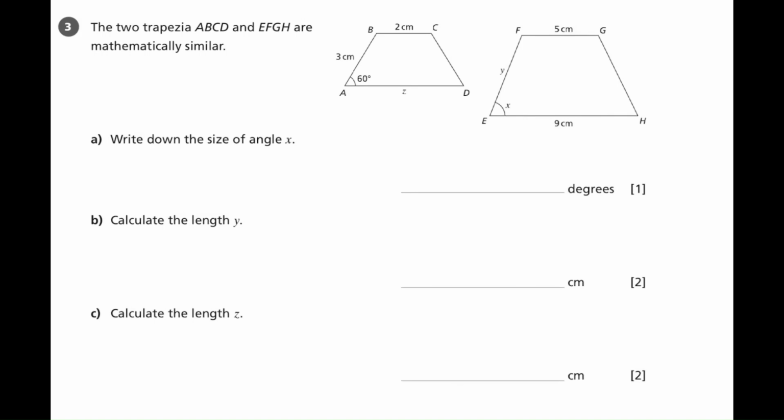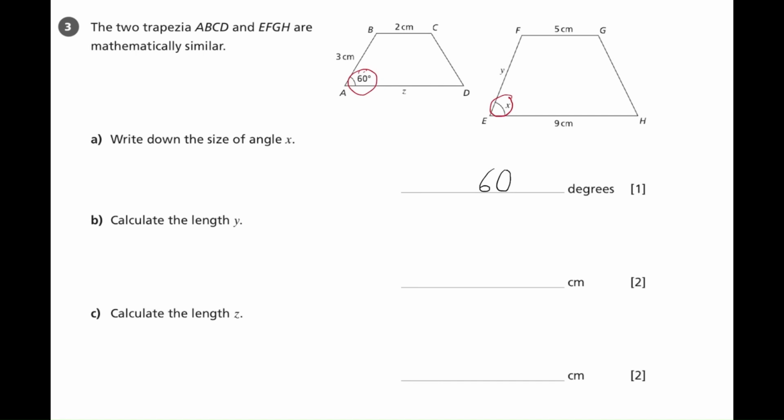In this question, we're looking at two similar shapes. The angles in similar shapes are equal, so corresponding angles will be the same. In part A, we want to find the value of x. This corresponds to the 60-degree angle, so x must equal 60 degrees. In part B, we have to work out the length of y.